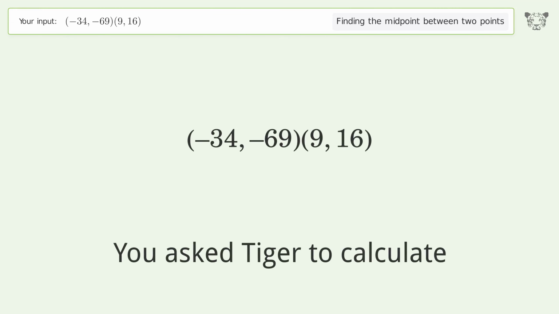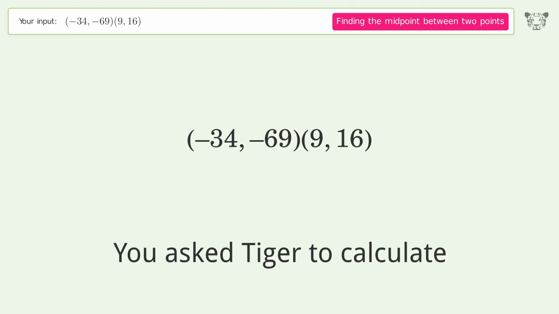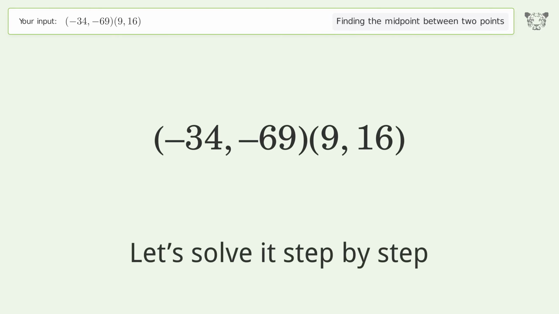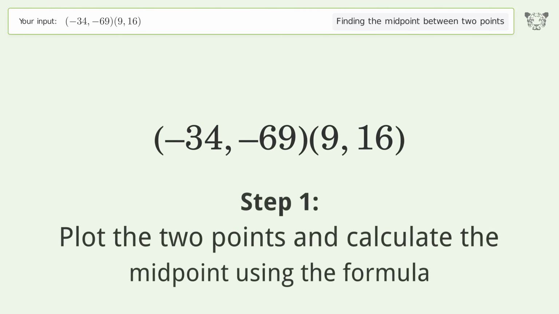You ask Tiger to calculate. This deals with finding the midpoint between 2 points. The midpoint between the 2 points is negative 12.5, negative 26.5. Let's solve it step by step. Plot the 2 points and calculate the midpoint using the formula.